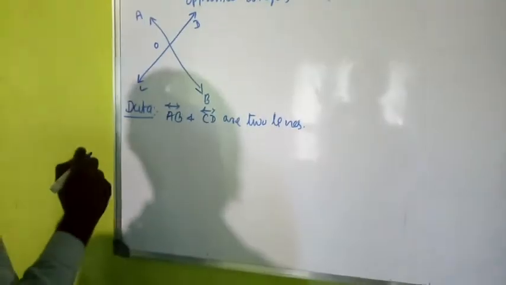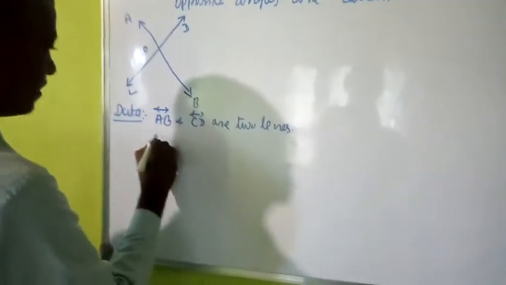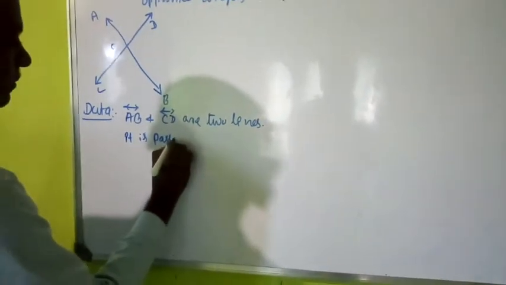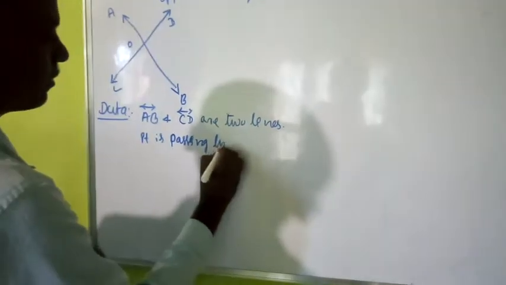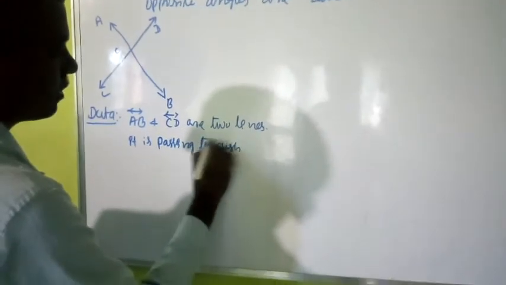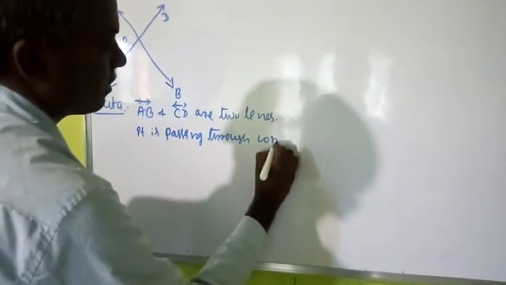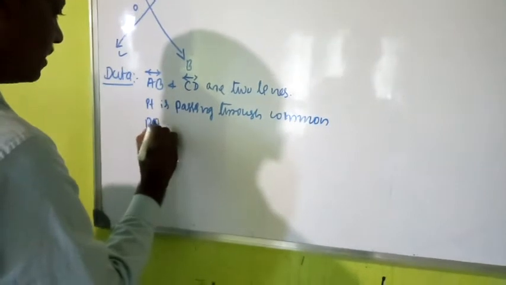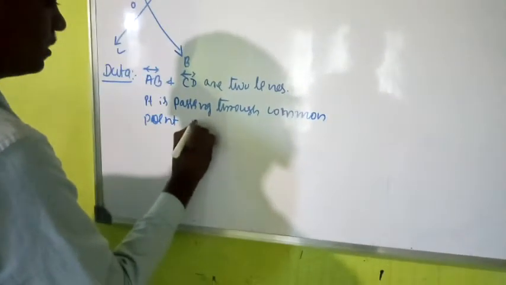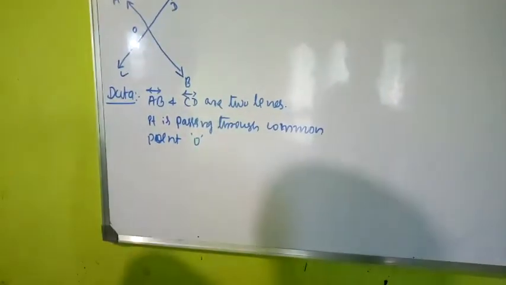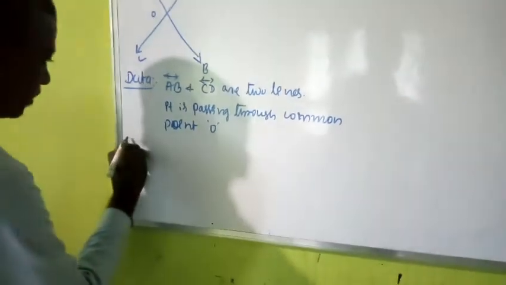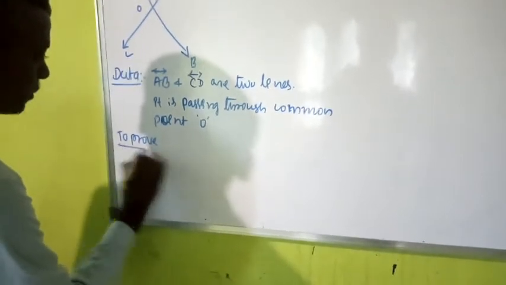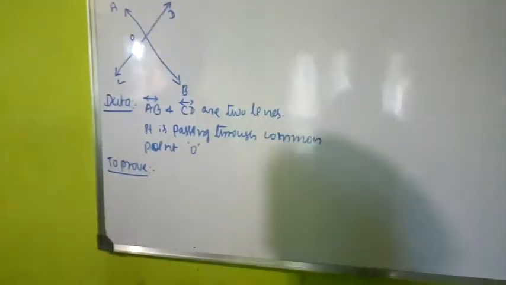So it is passing through a common point. Which is your common point here? That is O. Right. So next, what are we going to prove? We want to prove this.